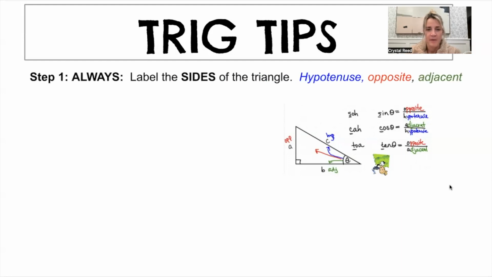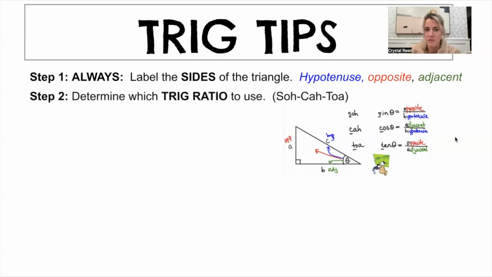Step one, always label your sides. I always say label your hypotenuse first, then your opposite, then your adjacent. Step two, determine which trig ratio you're going to use. Are we going to use sine, cosine, or tangent? That is really just dependent on what we know. Eliminate the things we don't care about. Look at the angle you know. Do you know an opposite side? Do you know a hypotenuse? Do you know an adjacent side? What are you trying to find?